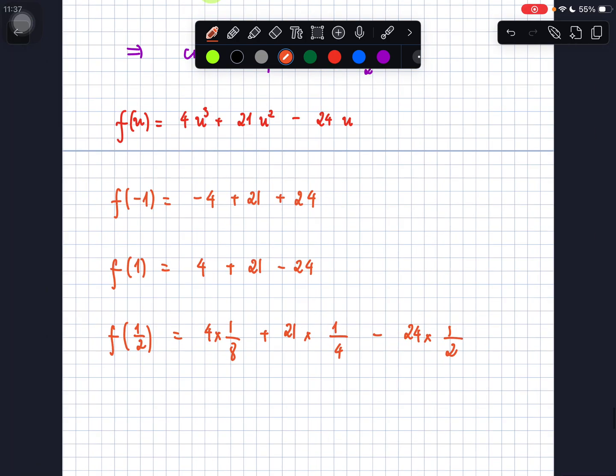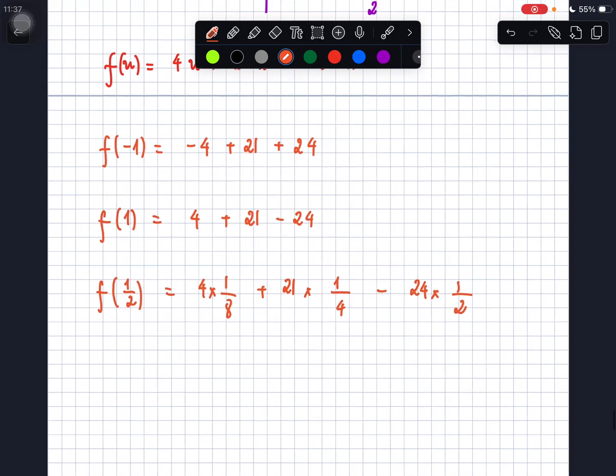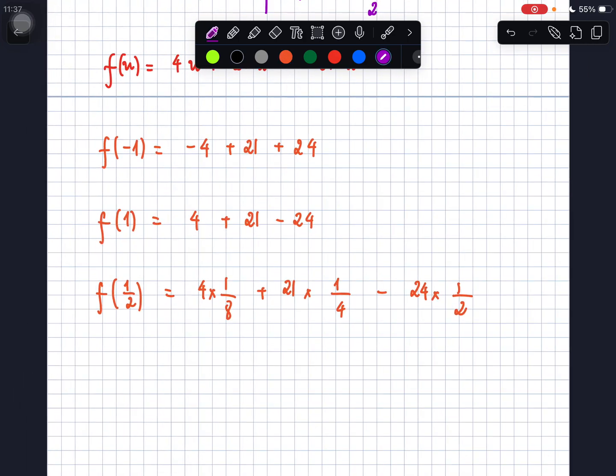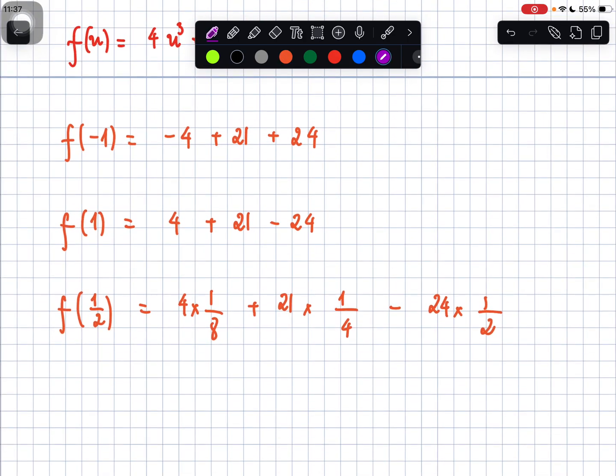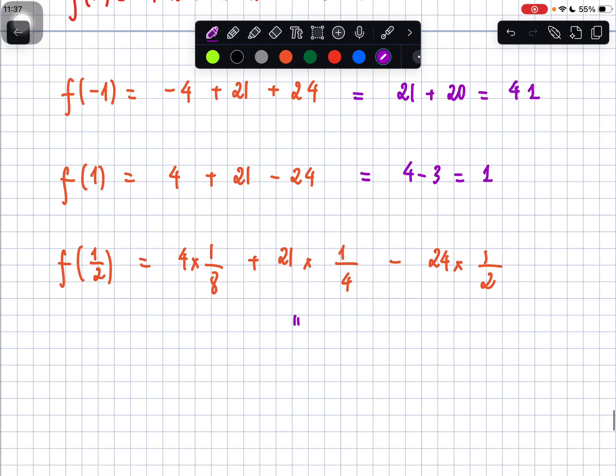So let's see which one is biggest and which one is smallest. The biggest one, this one should be the biggest one. We have 21 plus 20, 41. What is the smallest one? This one should be 4 minus 3 equal to 1. Let me compute the last one, 1/2.